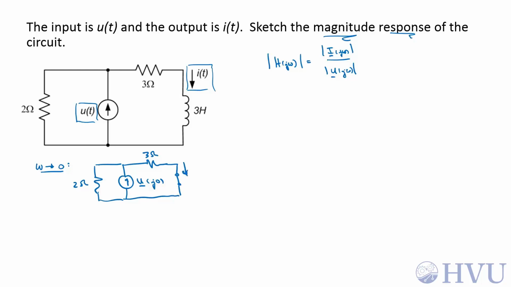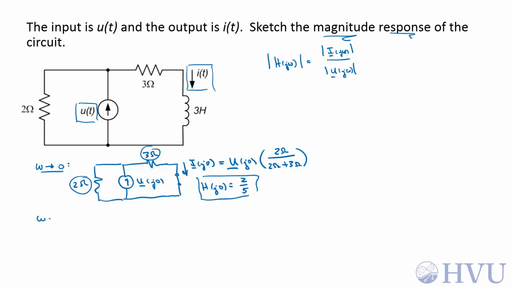So the current through this leg is I(j0). This just looks like a current divider, so this is U(j0) times the other impedance, 2 ohms, over the sum of the 2 ohm and 3 ohm impedances. So dividing both sides by U(j0), H(j0) is 2 over 5.